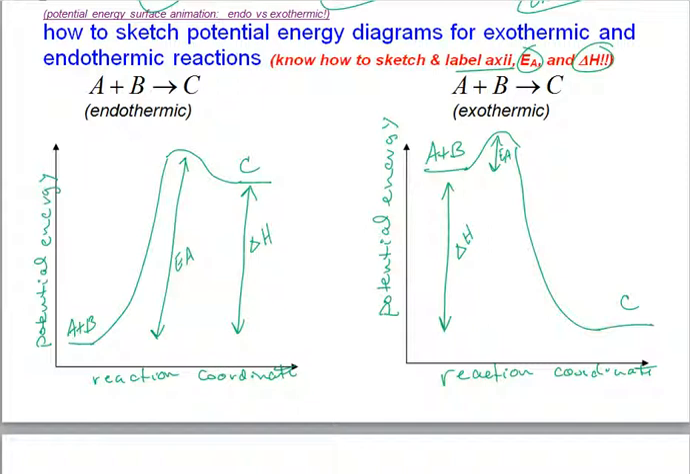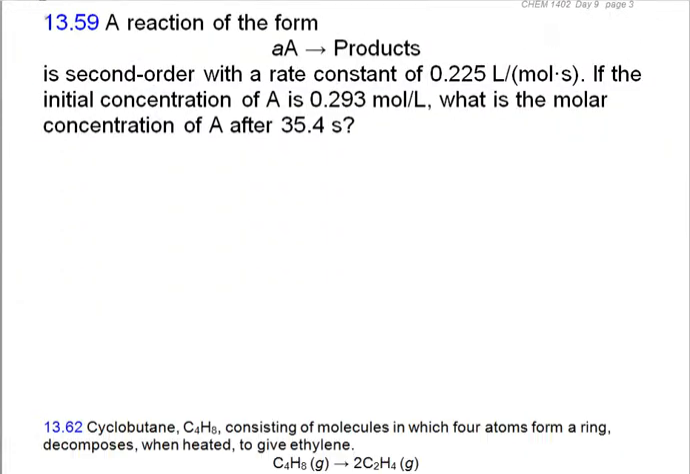Got it all? Endothermic and exothermic potential energy diagrams. Okay, so have your cheat sheet out. Let's try this first one. A reaction of the form.